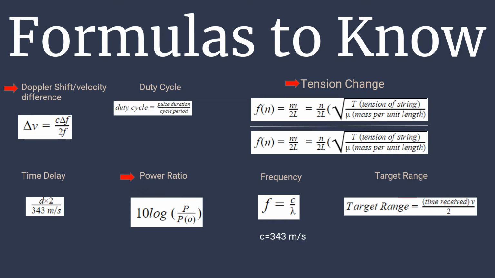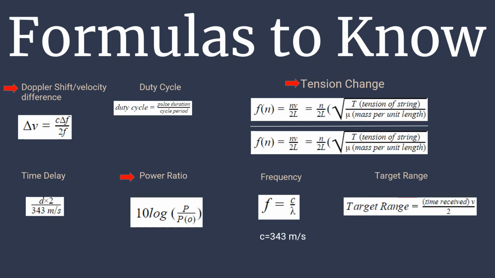There are several formulas to know when talking about bat echolocation. The first one is Doppler shift or velocity difference, and this one is useful in determining the speed of the target. So for this one, it's important to note that if the change in velocity is positive, that means the bat is approaching the target, or it's getting closer. And if the change in velocity is negative, that means the bat is losing to the target, so they're losing the race.